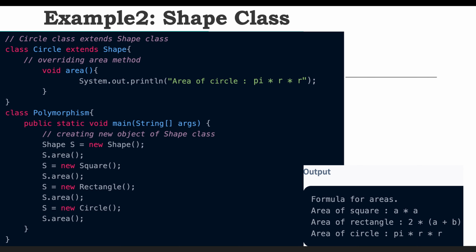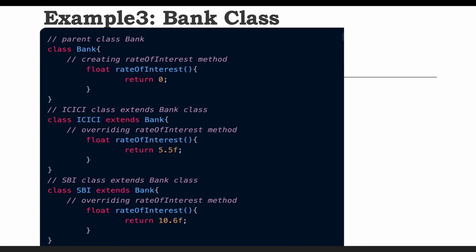Let's see how it behaves in a real-time scenario like the banking domain. Similar to the other two examples, let's say we have a bank. Let's say we have one method called rate of interest calculation, and by default it is not returning anything. And let's say we have an ICICI bank which is extending the bank class. So this class's method will be automatically available here, and if ICICI also implements the same method with the same signature, this will become overriding the rate of interest method from the parent class. So the ICICI bank can implement its own rate of interest.